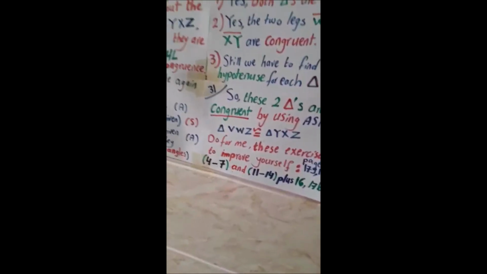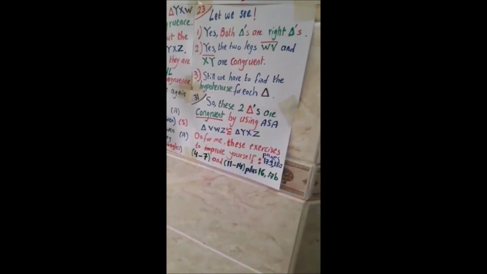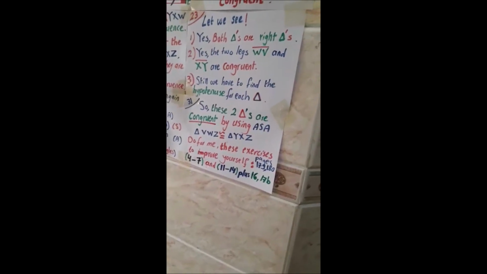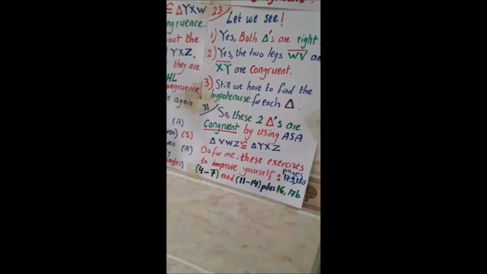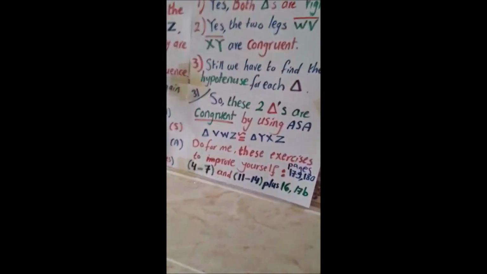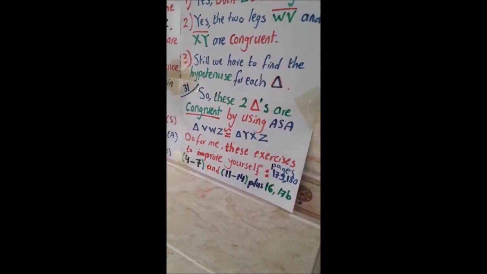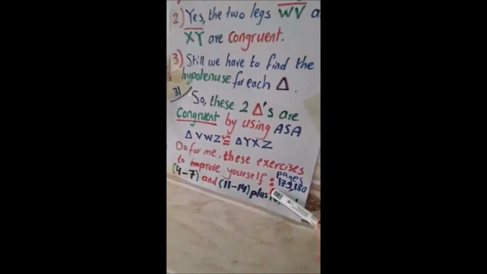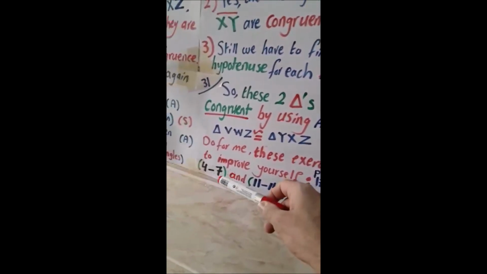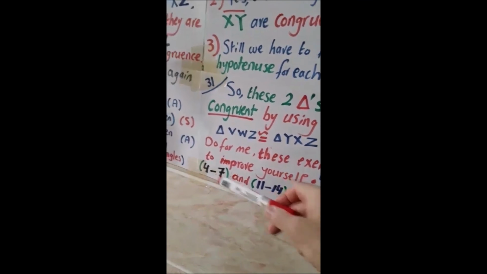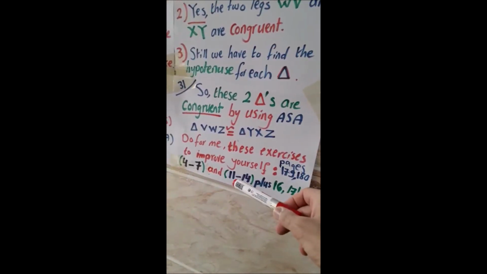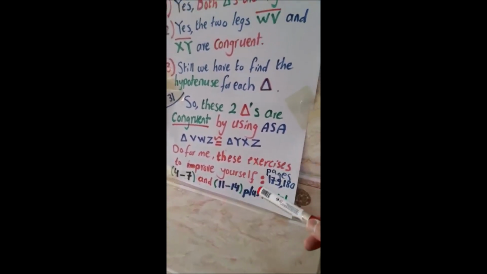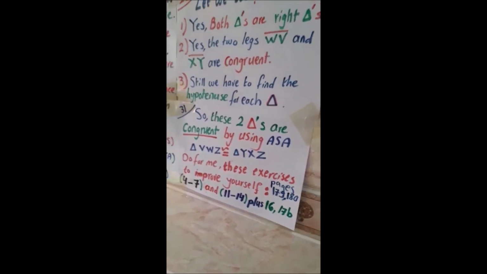Guys, by this we finish lesson 2 of your chapter 5. Inshallah, next time we will start with lesson 3. And do for me these exercises to improve yourself, guys. For page 179, do for me 4, 5, 6, 7. And if you go to page 180, do for me 11, 12, 13, 14, plus question number 16 and 17b.